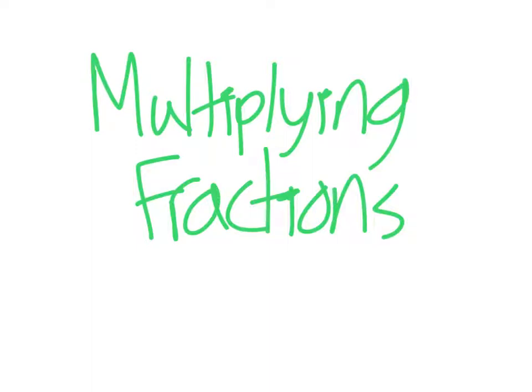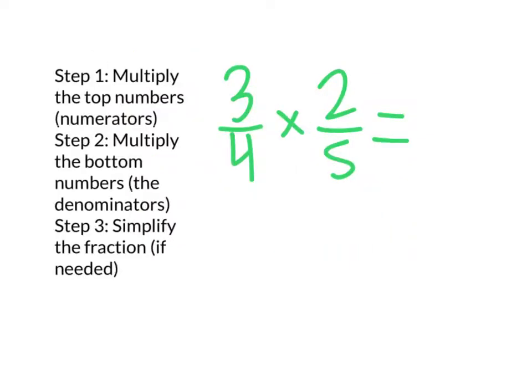This video is going to be on multiplying and dividing fractions, with it first focusing on multiplying fractions. The first step in multiplying fractions is to multiply the top numbers, or the numerators. So here we have 3 times 2, which is 6. The second step is to multiply the bottom numbers, or the denominators. Here we have 4 times 5, which is 20.